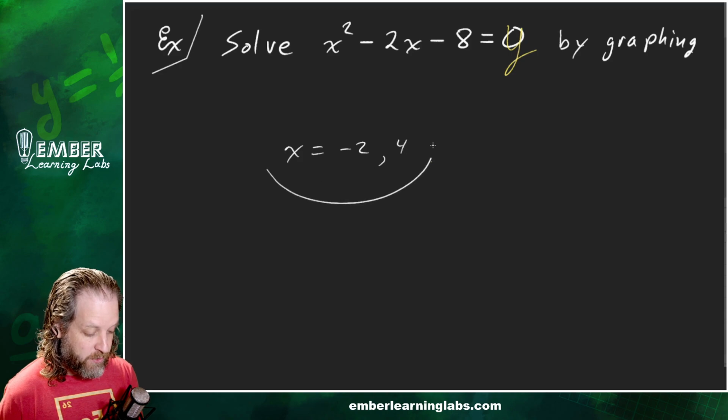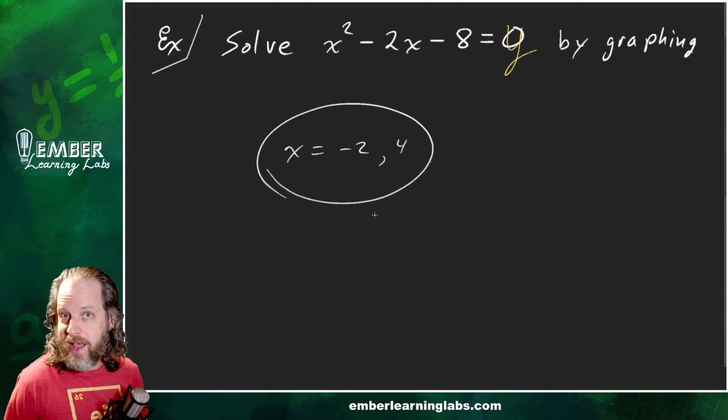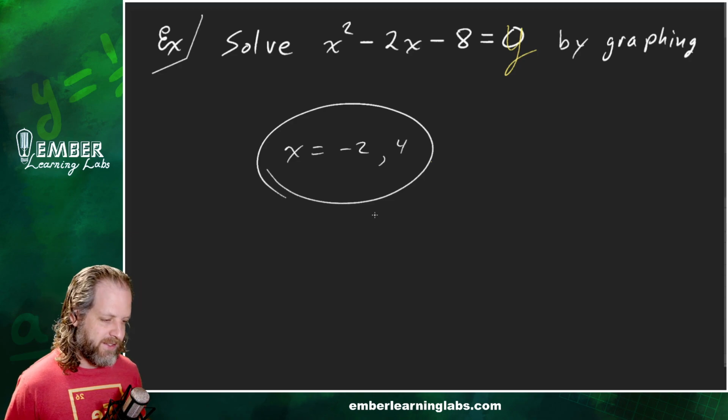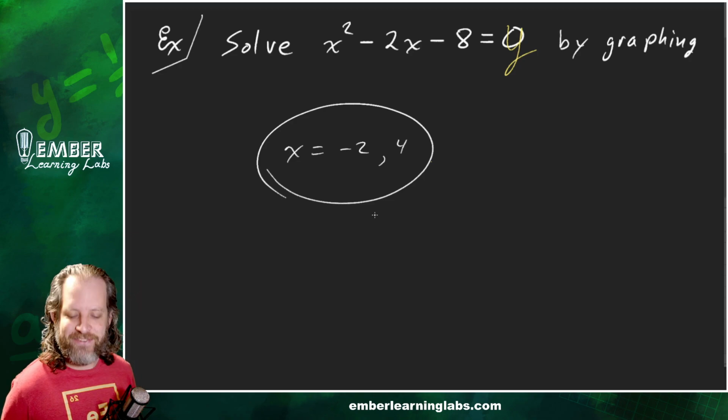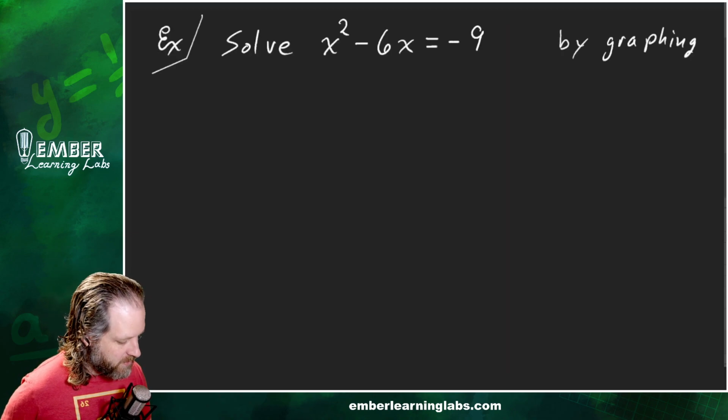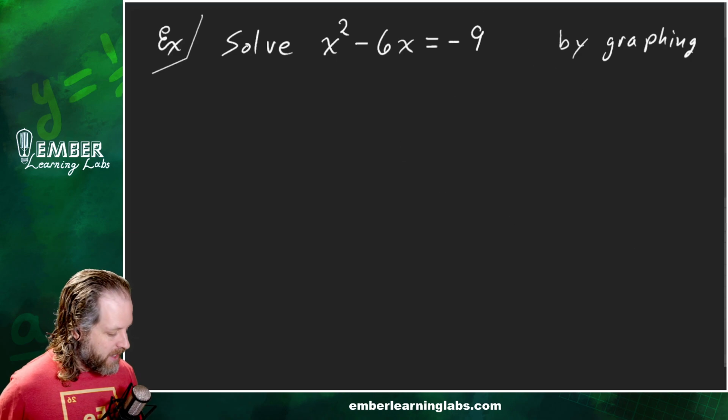So when they're nice, pretty whole numbers, and we have a tool like Desmos or a graphing calculator, it can work out okay. But rarely does life end up quite so perfect, right? So let's do another one. This guy, we're going to solve by graphing it.